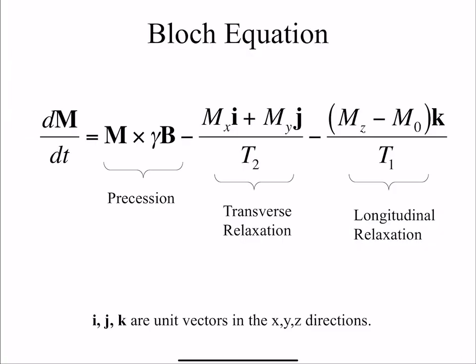So we went over the Bloch equation, which had three main components. One is the precession around the main magnetic field. There's also transverse relaxation, which is the decay of the transverse component, the Mxy component. And there's also longitudinal relaxation, which is the regrowth of the M sub z.